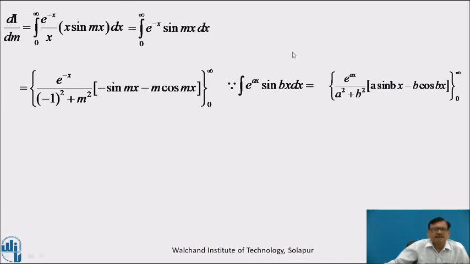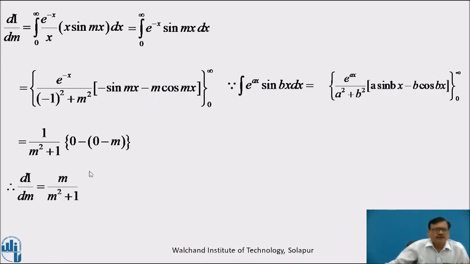Here a is minus 1 and b is m, which is equal to e raised to minus x upon minus 1 whole square plus m square, into minus sin mx minus m cos mx. We can take 1 by m square plus 1 outside into the bracket, putting the limits. As x tends to infinity, e raised to minus x tends to 0, therefore for the upper limit we get 0, minus the lower limit: minus e raised to 0 is 1, sin 0 is 0 and cos 0 is 1, so we get minus m. Therefore dI by dm is equal to m upon m square plus 1.